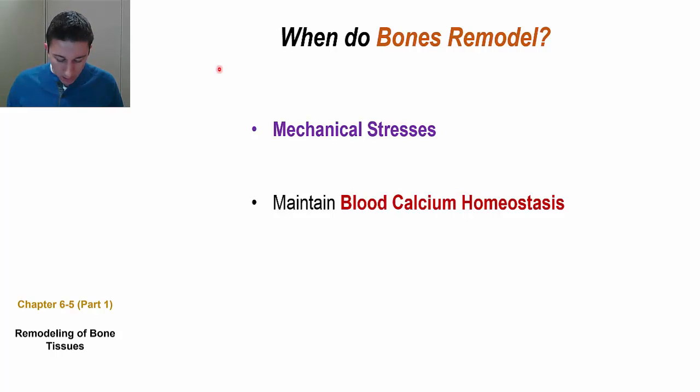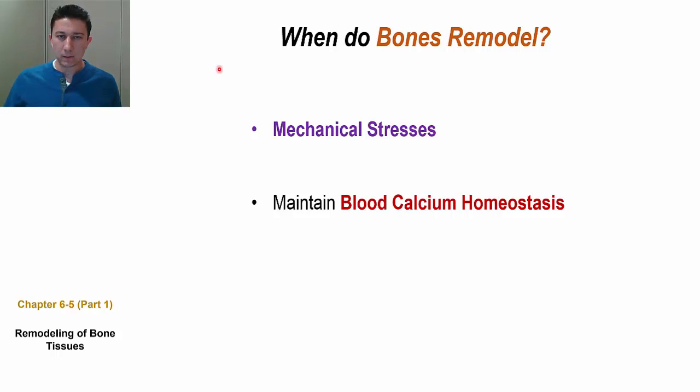But bones also remodel when blood calcium homeostasis needs to be maintained. So recall that the skeleton essentially behaves as a bank, and the body can deposit or withdraw calcium from it as it's needed. And where that calcium goes, as I had just discussed with the osteoclasts, is that calcium will be moved into the bloodstream. So it helps to maintain blood calcium homeostasis.